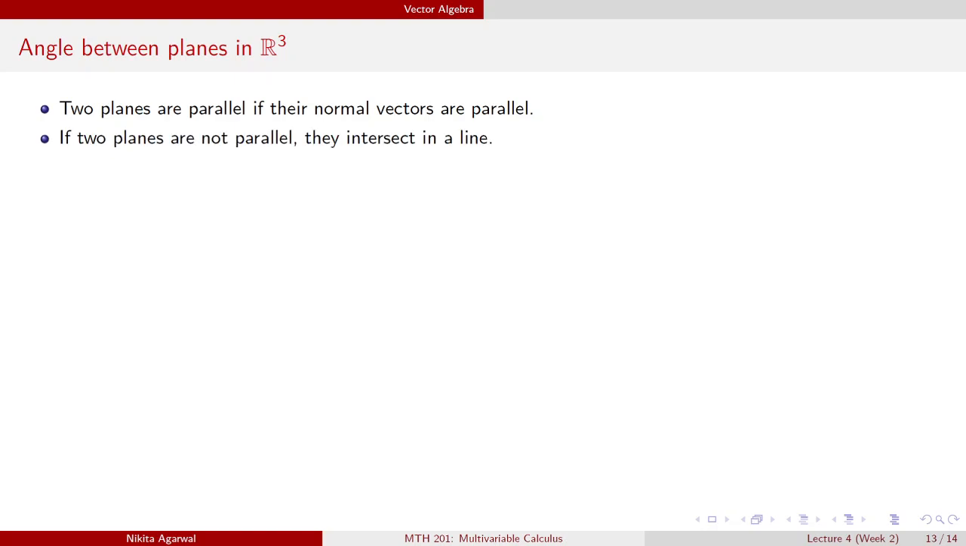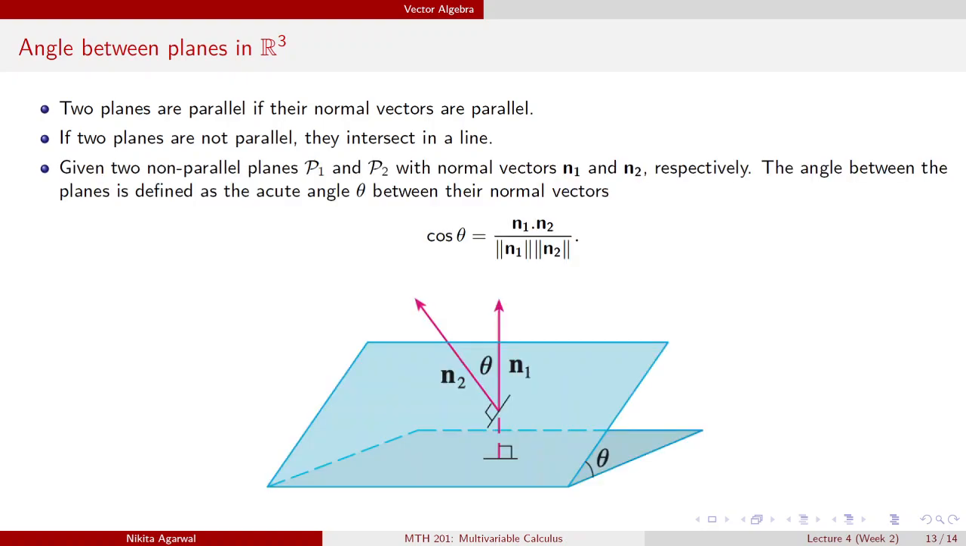Alternately, if two planes are not parallel, that means their normal vectors are not parallel, then they intersect in a line. So if you are given two planes, so this is one plane and the base is another plane, they intersect and they meet in a line.